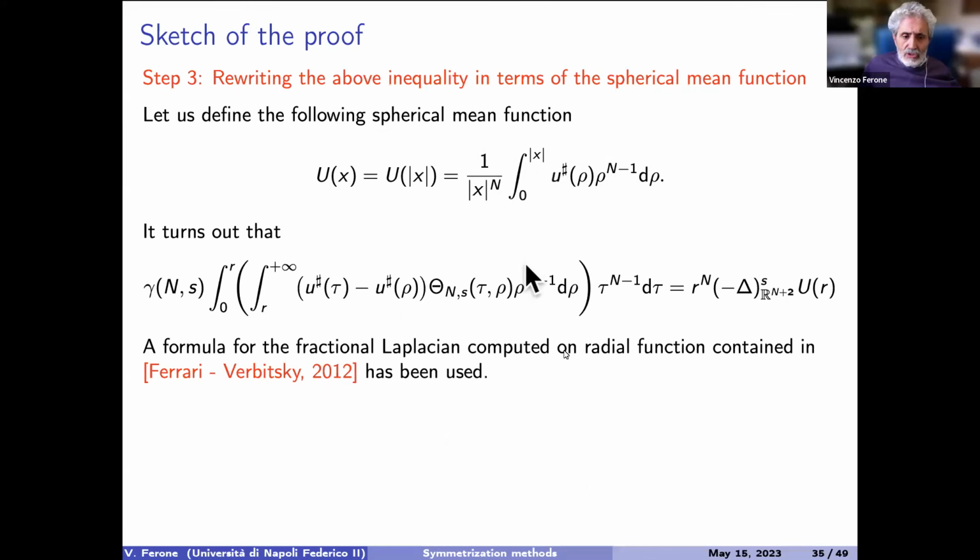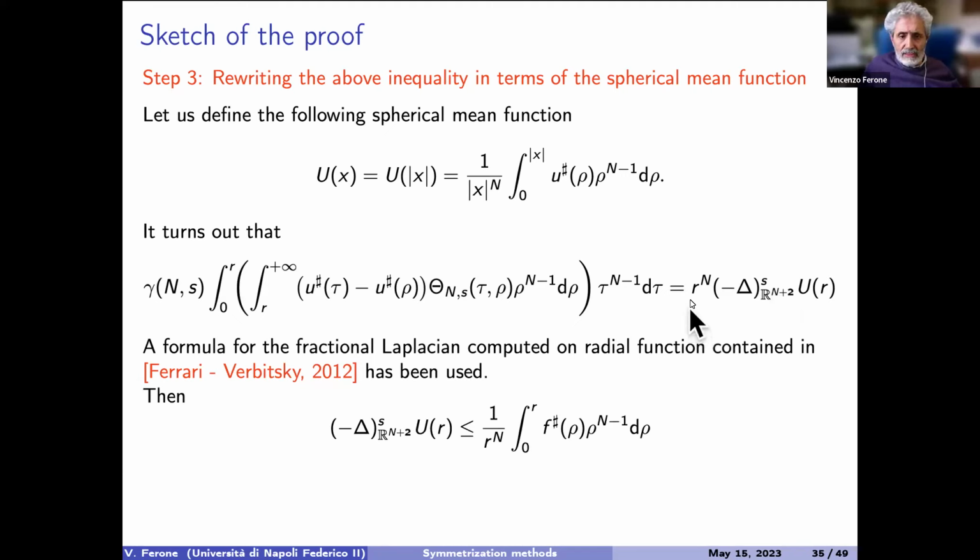And we have shown, by using a formula contained in a paper by Ferrari and Verbitsky concerning the calculation of the S Laplacian computed on radial functions, that actually all that quantity which I have written before, which is here, can be written as r to the power n times the S Laplacian computed on capital U, but computed as if the number of variables is not n, but n plus 2.